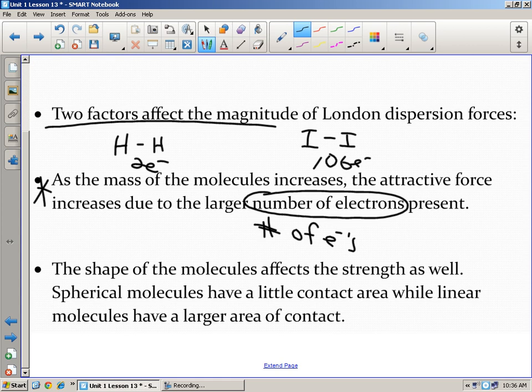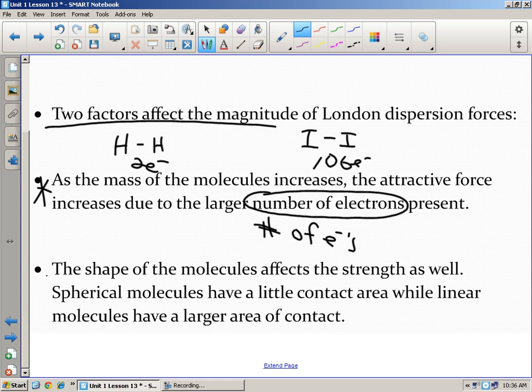So size is a factor of London forces. The more electrons you have, the better chance of distortion. The better chance of distortion, the more London forces you have. The more London forces you have, the stronger it is. And that goes for all molecules. Yes? All of them. Because London forces are in every molecule.